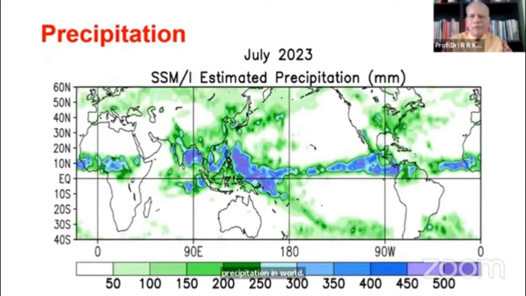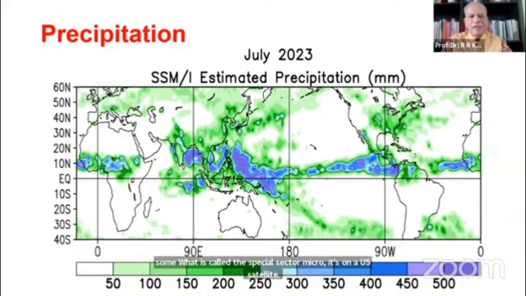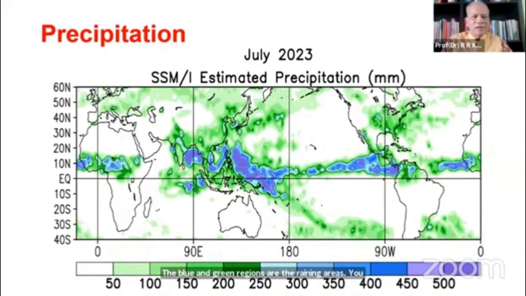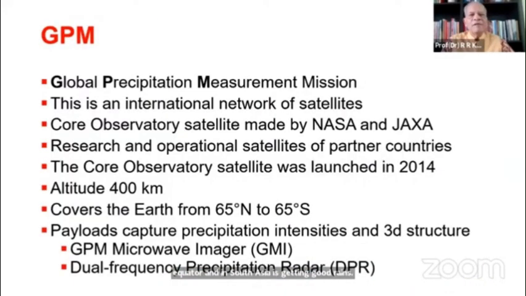This is a map of global precipitation for the month of July. July was a good month where it was raining quite a lot. And this is for the whole month. This estimate is from what is called the Special Sensor Microwave Imager. It's on a US satellite. The blue and green regions are the rainy areas. You can see that they are a little to the north of the equator, and the whole of South Asia is getting good rains. This was in July. There are many ways of measuring precipitation, not necessarily from the OLR or from other little instruments.